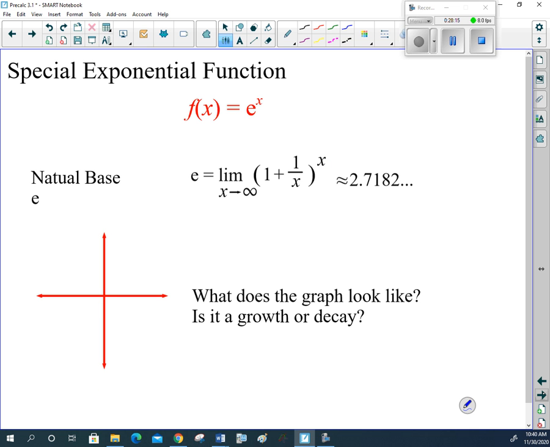Okay, so this one right here is a special exponential function, f of x equals e to the x. It's special because e is a special number. This is Euler's number. You should have the e button on your calculator. I think some of the calculators have it in more than one place.